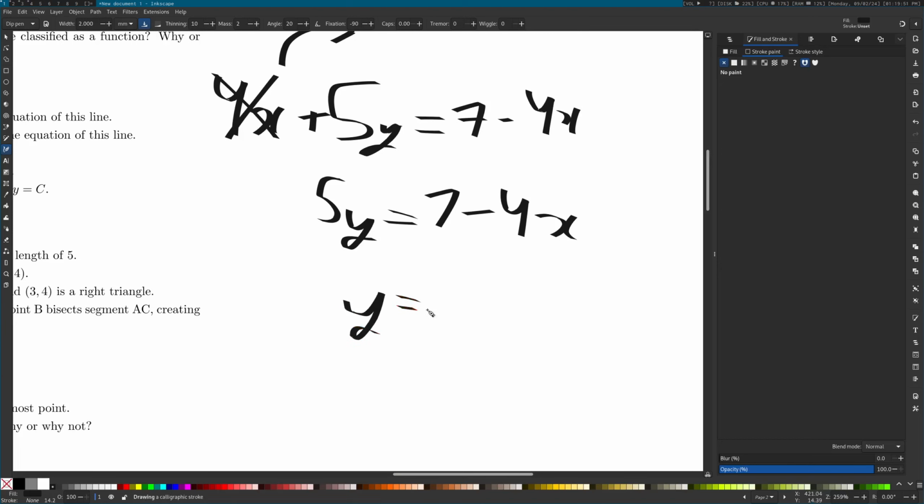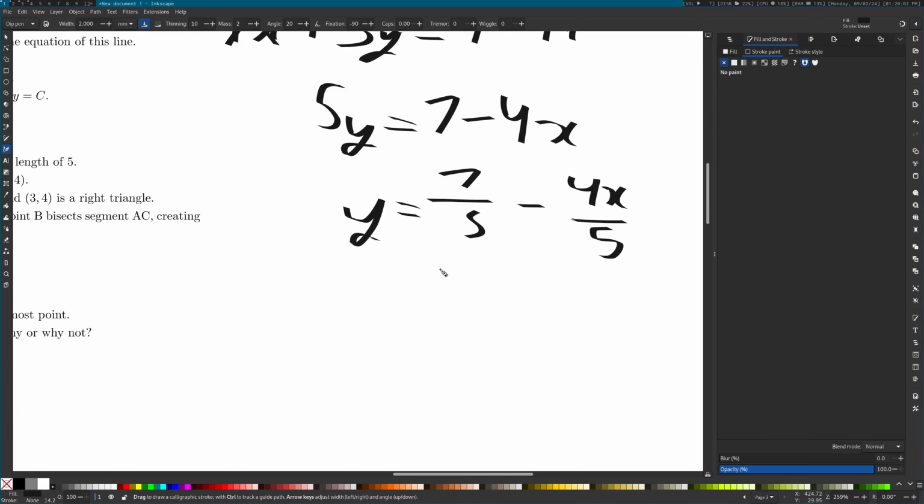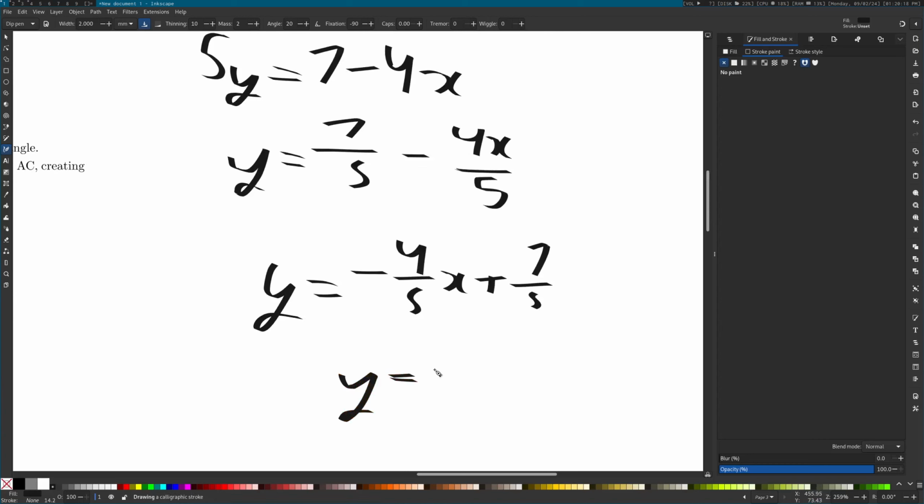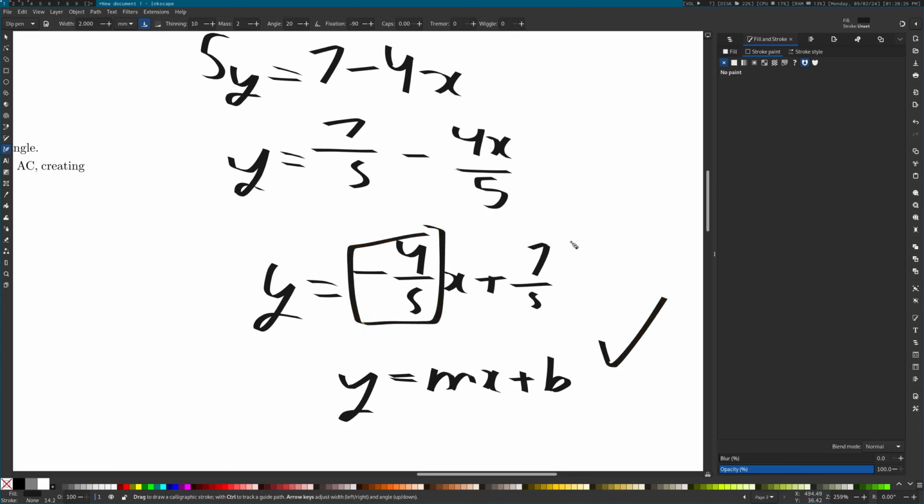Y is equal to 7/5 minus 4x divided by 5. So the slope would be -4/5. Yep. So what Yagnik did is move it here, plus 7/5, so that it matches the form of y is equal to mx plus b. Nice. Okay, so the slope is just -4/5, because that's m here.